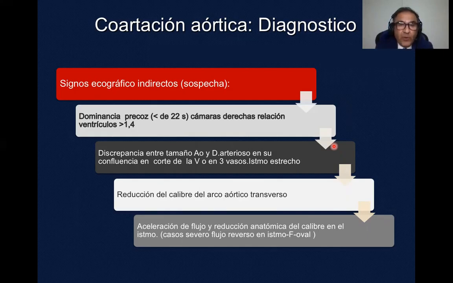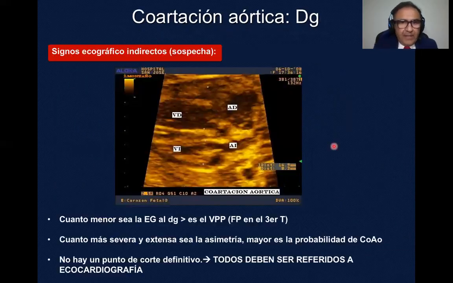In more severe cases, there may be reversed blood flow within the aortic arch, as well as reversed or inverted flow across the foramen ovale, meaning flow from left to right. The indirect or suspicious ultrasound signs: here we see that the right-sided chambers are dominant compared to the left-sided ones, with a very small left chamber.